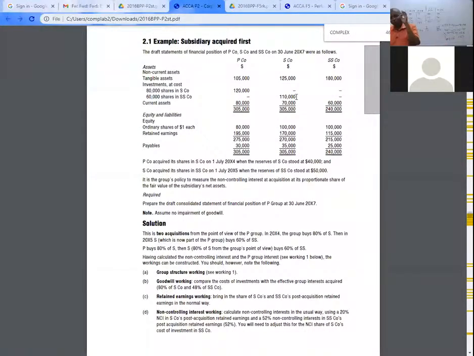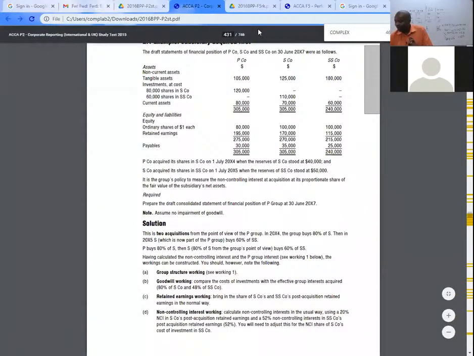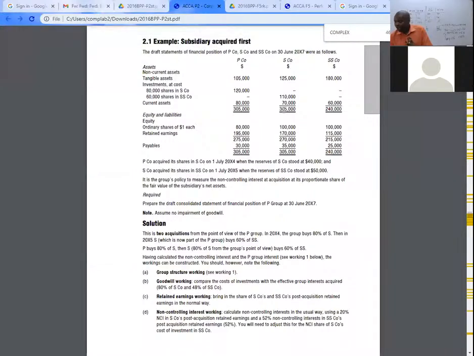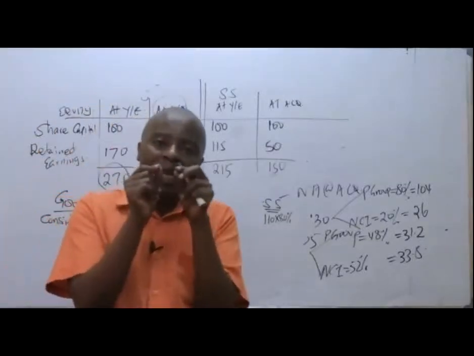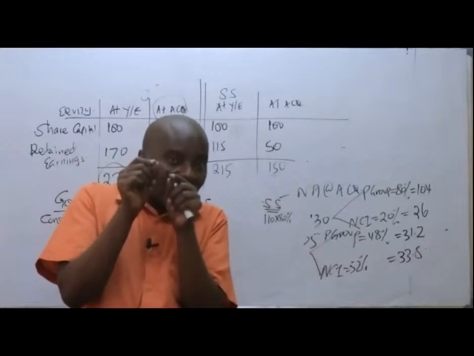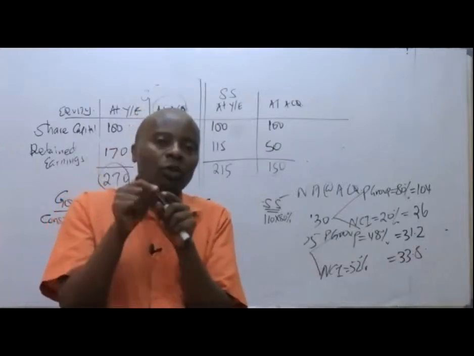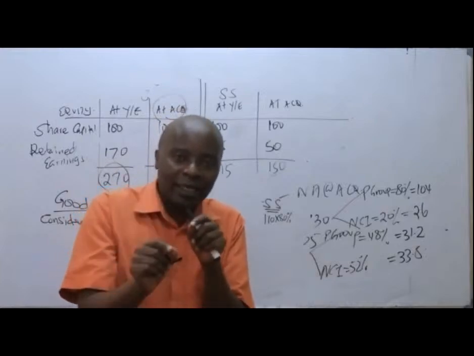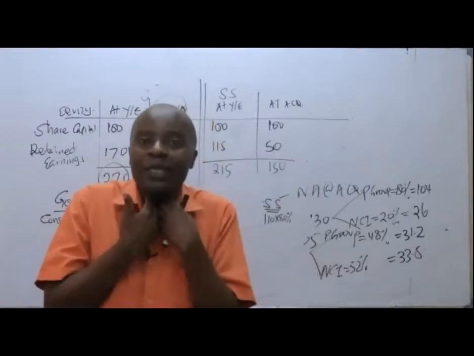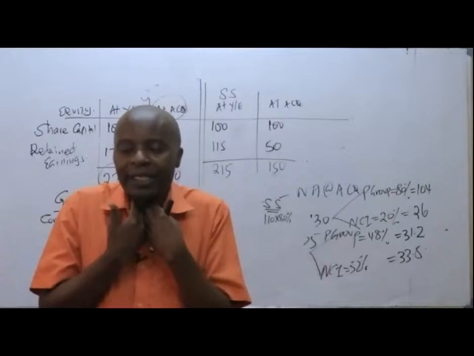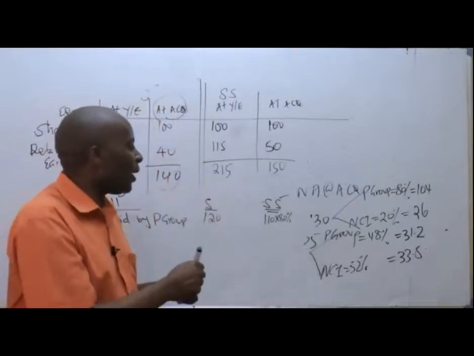Remember, the 110 was paid by who? Let us be clear on this. Who paid this 110,000? It's not P directly. It is S which paid the 110. And out of whatever operations S does, our share as P group is 80%. So in this case, we paid 88.